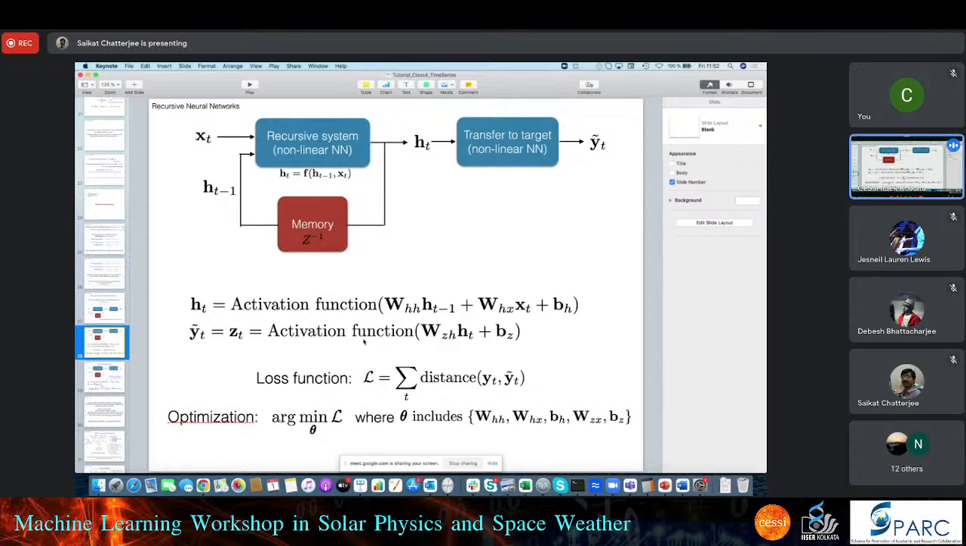And then you design a loss function because you have to know the parameters, all these parameters, for designing this system. So you design a loss function that is some kind of distance measure between your true yt from the training data and the yt tilde which you predicted for the training data, right? Maybe an L2 distance, like the L2 norm or something else, and then you sum over all the t, whatever samples you have. In the optimization you minimize this loss function for the parameters theta, where theta includes all these Whh, Whx, Wzh, and all these bias terms. Clear? What is the problem?